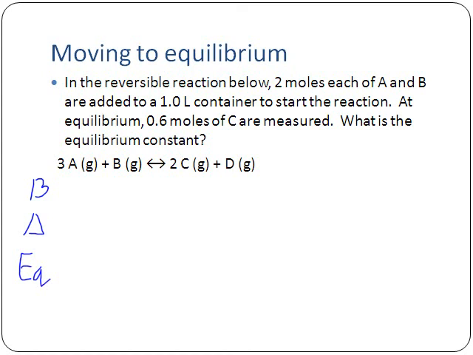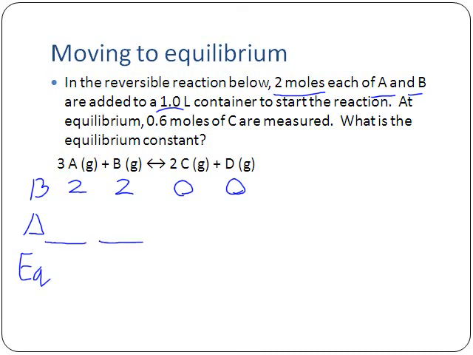Do we know the amount of A we had before? It tells us we added 2 moles each of A and B, and we had a 1 liter container. We want the concentrations. Molarity is moles divided by liters, so for A, 2 divided by 1 is just 2. B is the same thing: 2 moles divided by 1 liter gives 2. We're adding just these two to start, so for C and D we don't have any concentration. The molarity is 0 for both.